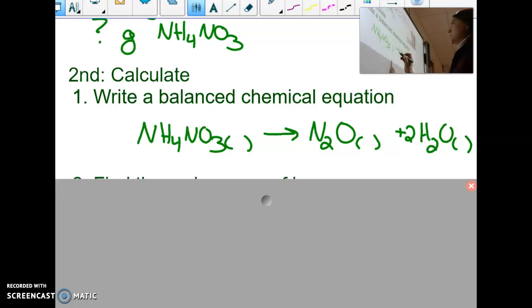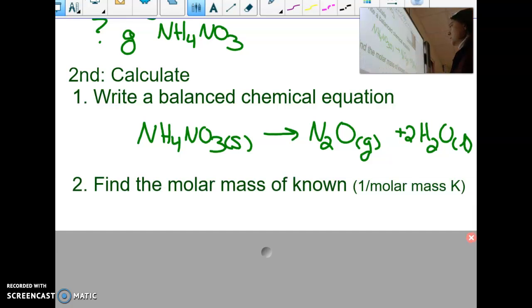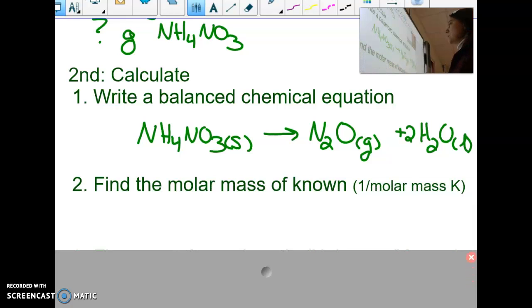If you said that ammonium nitrate was solid, you would be right. If you said water was liquid, you would be right. And then this one is a molecular oxide, which is a gas. So that one's a tough one. All right, so the next one we do is we find the molar mass of our known quantity.